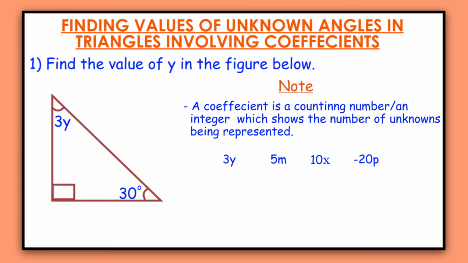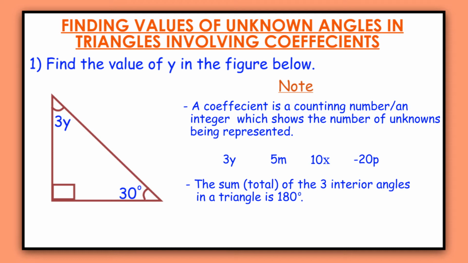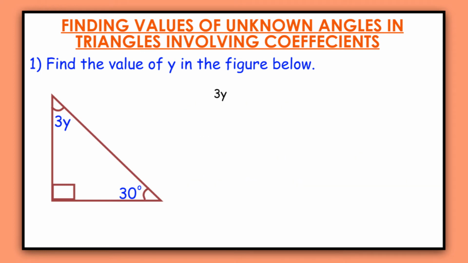After understanding a coefficient, we also have to keep it in mind as we calculate or work out the value of y. We keep it in mind that the summation of the three interior angles in a triangle is 180 degrees. Basing on those facts, we shall form our equation. And the first step in the equation will be 3y plus 90 degrees plus 30 degrees is equal to 180 degrees.